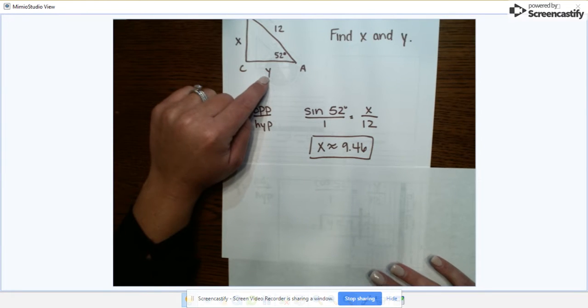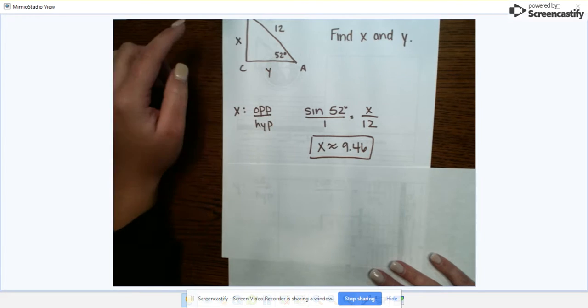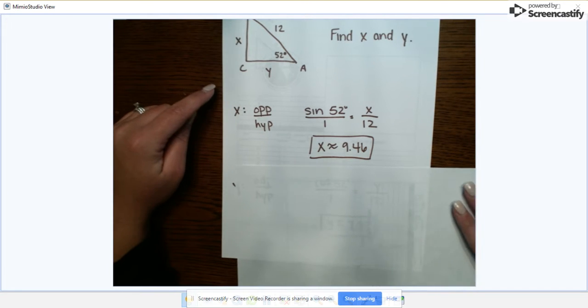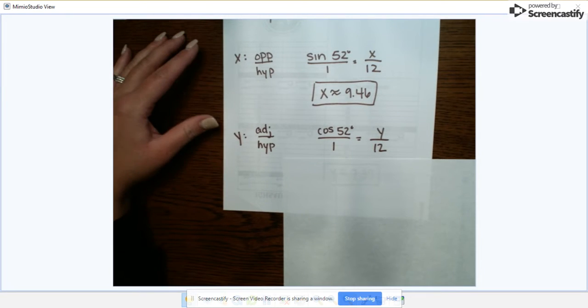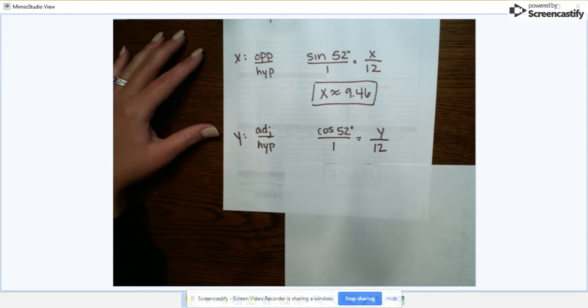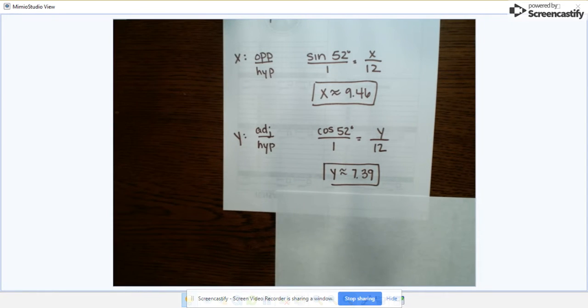Y, however, is our adjacent side. So here's our angle, y is adjacent, 12 is still our hypotenuse. So to solve for y, we're going to use adjacent over hypotenuse, which is your cosine. So cosine of 52 equals y over 12. Cross multiply, we get y is roughly 7.39.